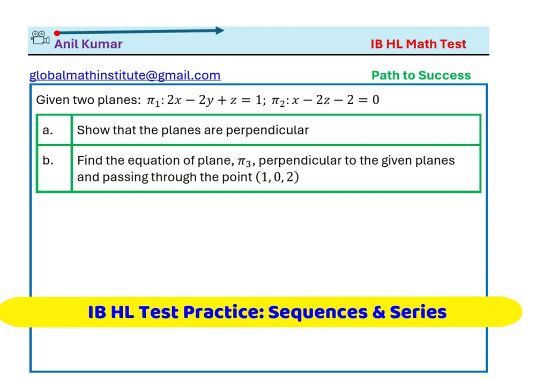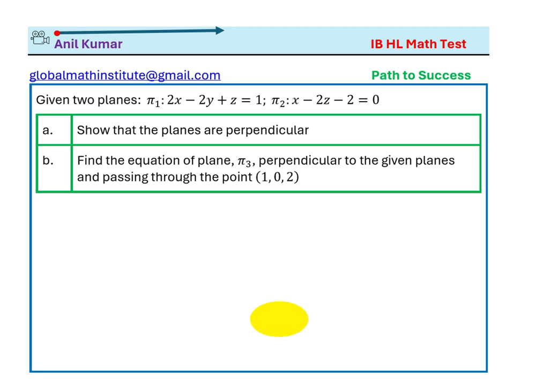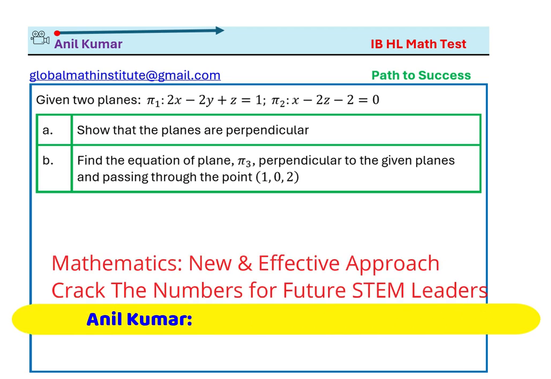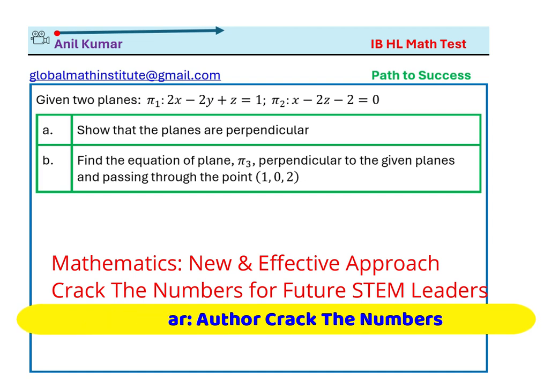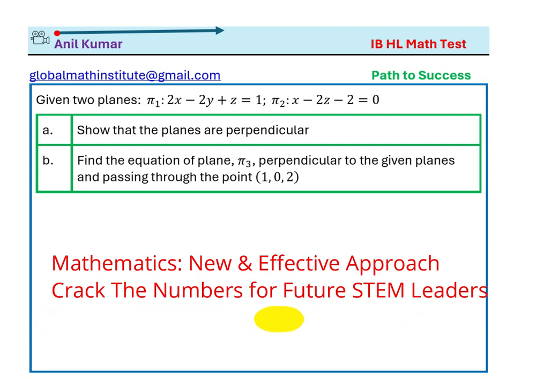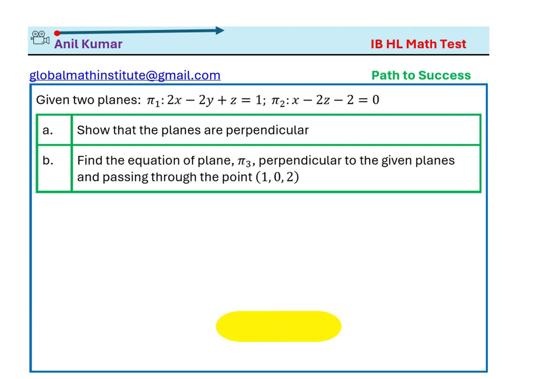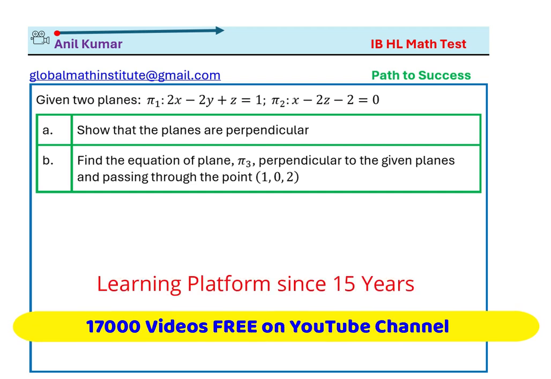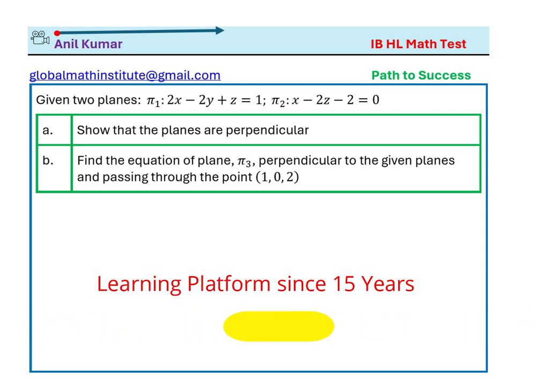Here is another beautiful question shared by one of our subscribers, IBHL Math exam practice. This question is based on vectors. Given two planes, pi 1: 2x minus 2y plus z equals 1, and pi 2: x minus 2z minus 2 equals 0. Show that the planes are perpendicular. Find the equation of plane pi 3 perpendicular to the given planes and passing through the point (1, 0, 2).